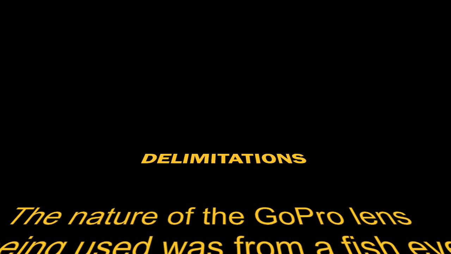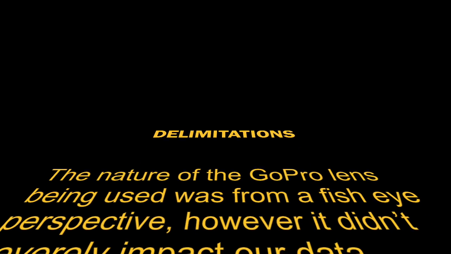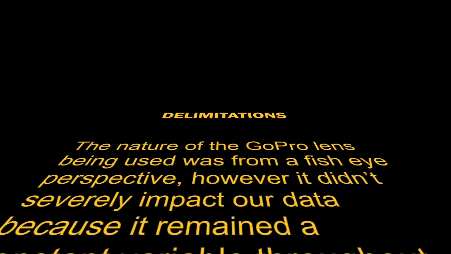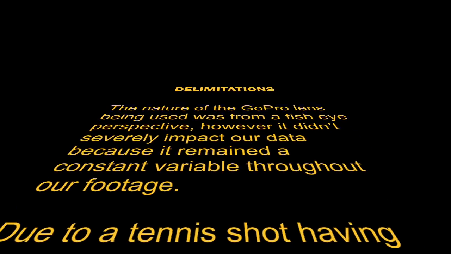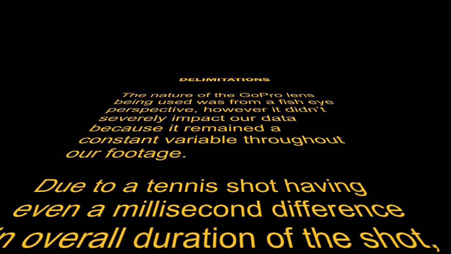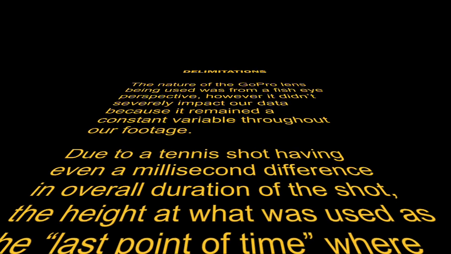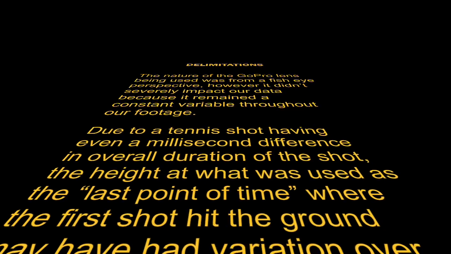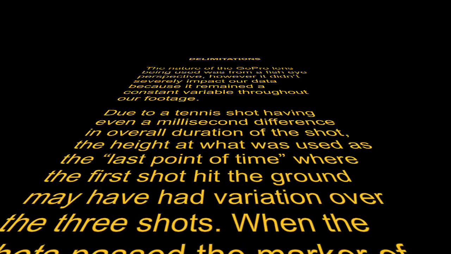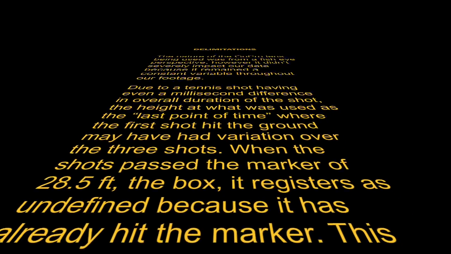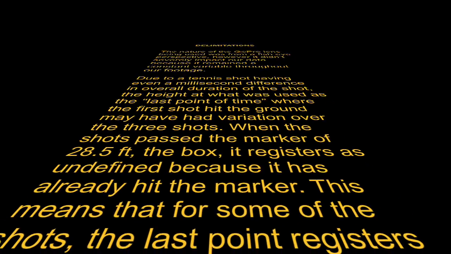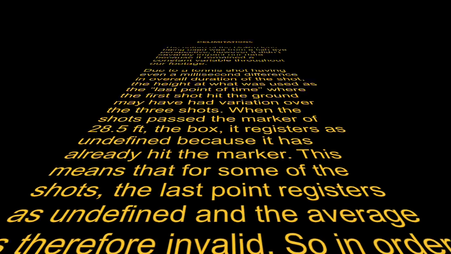The nature of the GoPro lens being used was from a fisheye perspective. However, it didn't severely impact our data because it remained a constant variable throughout our footage. Also, due to a tennis shot having even a millisecond difference in overall duration of the shot, the height at what was used as the last point of time where the first shot hit the ground may have had variation over the 3 shots. When the shots pass the marker of 28.5 feet, the box, it registers as undefined because it has already hit the marker. This means that for some of the shots, the last point registers as undefined and the average is therefore invalid.